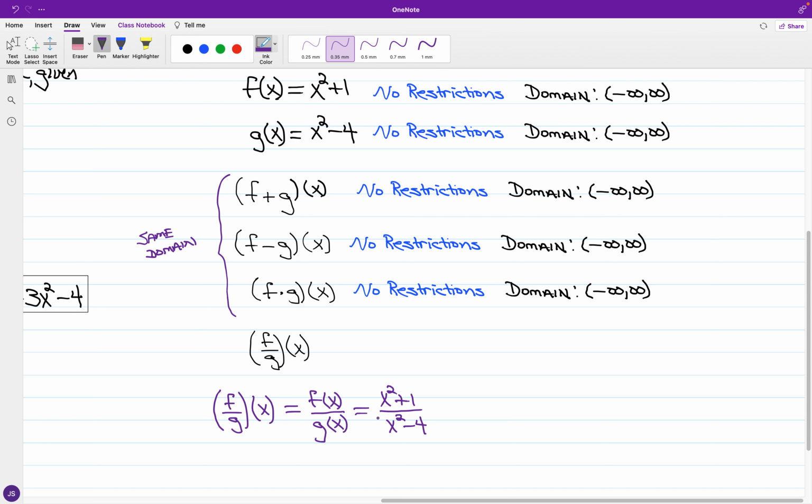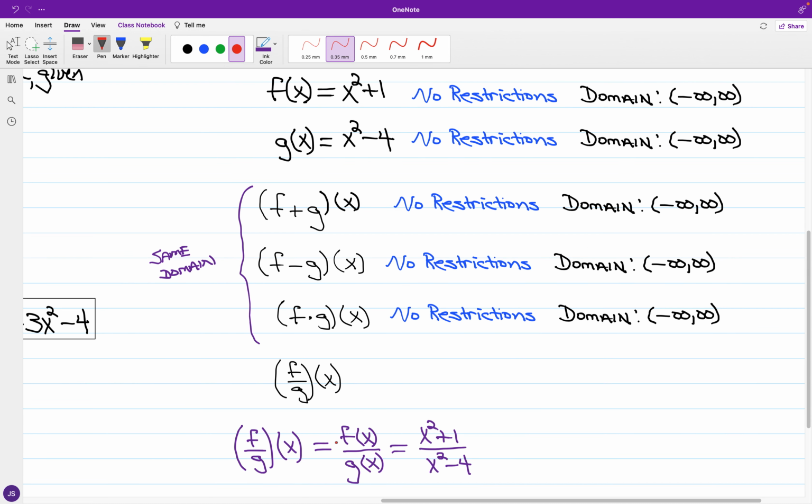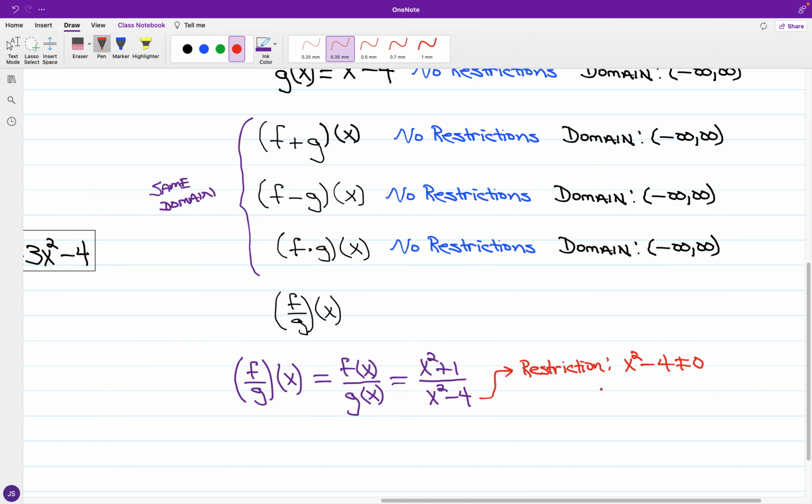Okay, and since you got a fraction, unlike any of the cases with f of x alone, g of x, as well as the sum, difference, and product functions, we now have the layout for the quotient function to have a restriction. And the restriction is that, once again, the denominator cannot be zero. So here we have x squared minus 4 cannot be zero. And anything that forms x squared minus 4 cannot be 0 in value either.